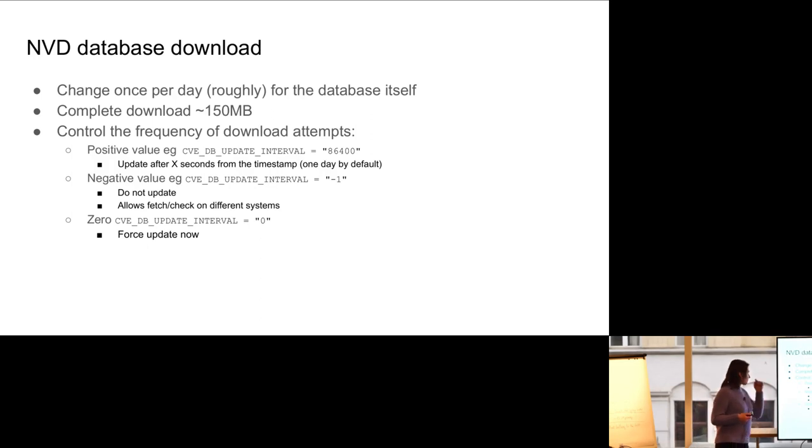By default, the variable is CVE_DB_UPDATE_INTERVAL, and it has a positive value. By default, it's 1 day, so it's a number of seconds during 1 day. You can verify that's the number of seconds. But if you put a negative value, like -1, then it will never download the database.